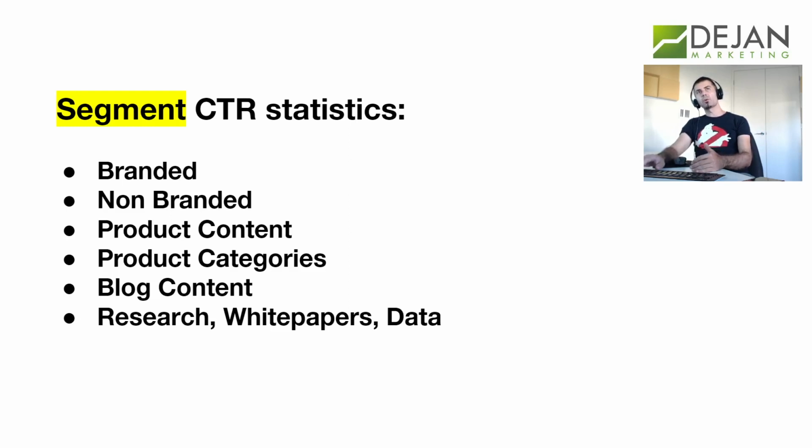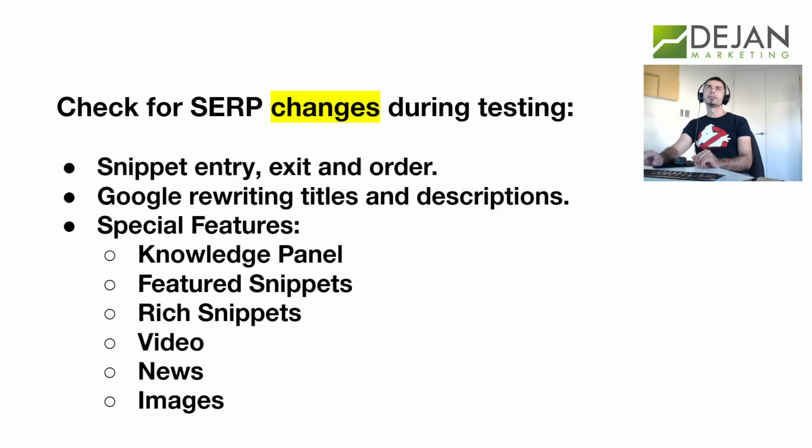So you're running the branded ones separately to non-branded. You could also break it down, especially if you run a very large website or an e-commerce website, into product content, or product categories, or blog content. Very different user behaviors on those. And then finally, any pieces of evergreen content, research, white papers, data, DIY stuff, and so forth, manuals.